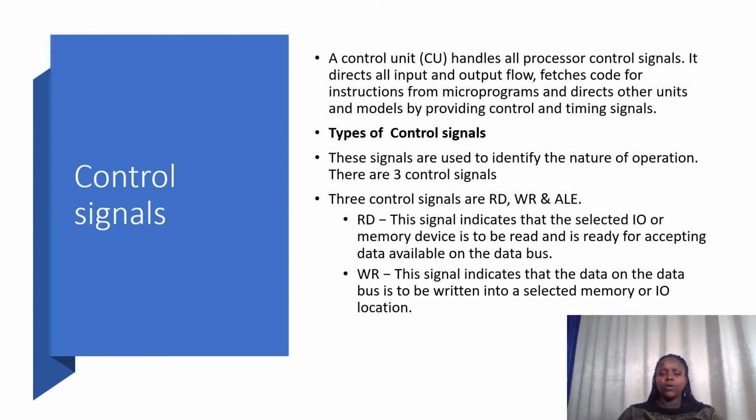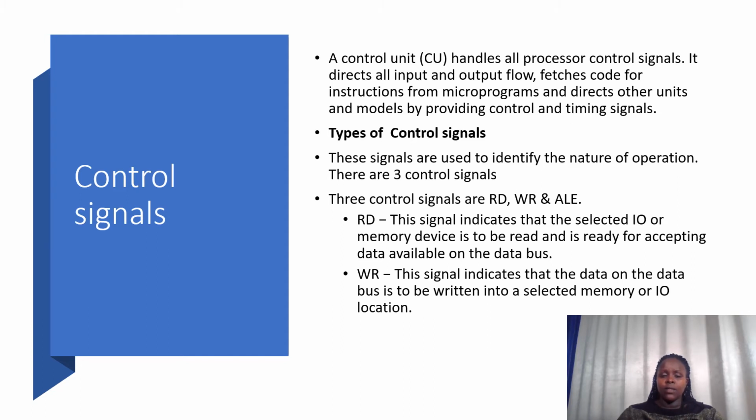The types of control signals. These signals are used to identify the nature of the operation. There are three control signals. The three control signals are RD, which stands for read. The second one is WR, which stands for write. And the last one is the ALE, which is for address latch enable. Let's try to see the explanation for each control signal.